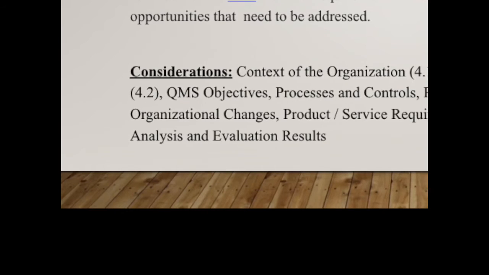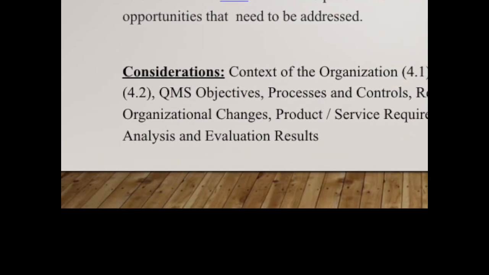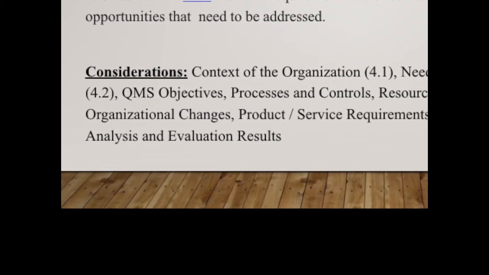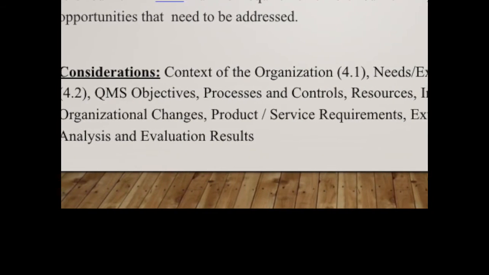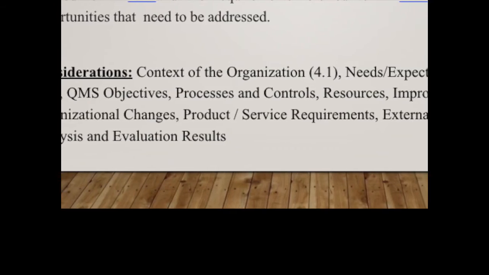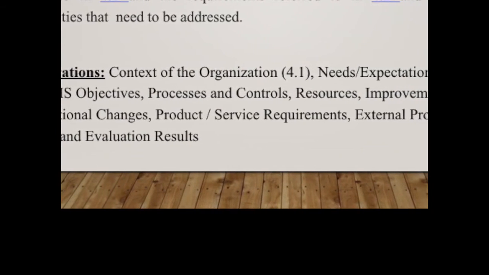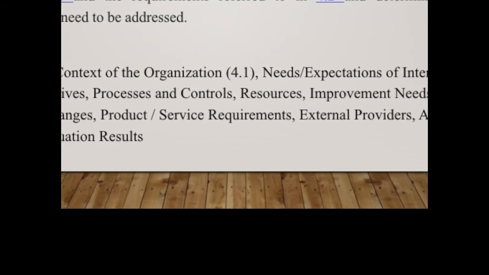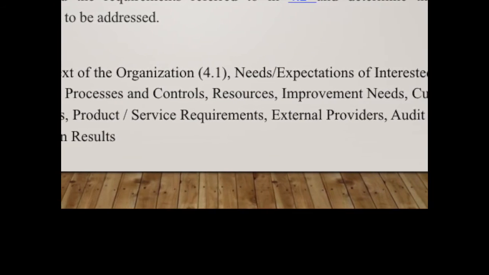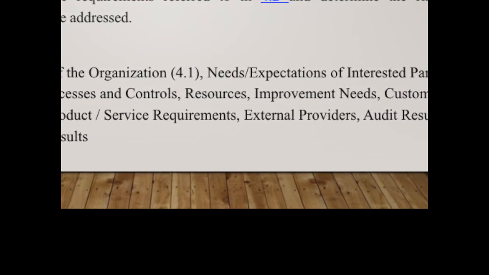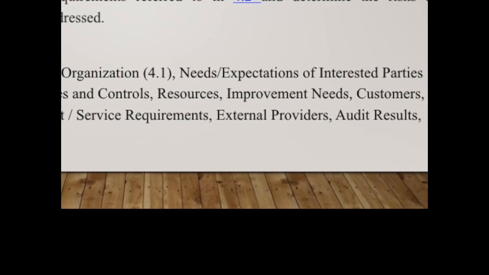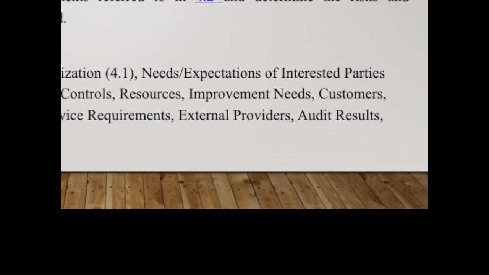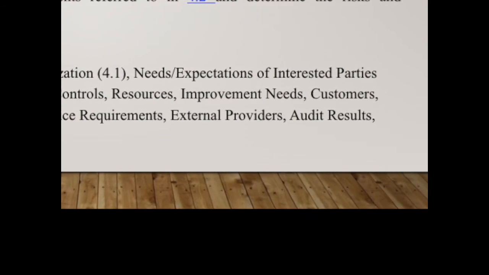Some considerations during this process are context of the organization, which is Clause 4.1, the needs and expectations of interested parties, Clause 4.2, the quality management system objectives, processes and controls, resources, improvement needs, customers and customer requirements, organizational changes, product and or service requirements, external providers, audit results, and analysis and evaluation results.